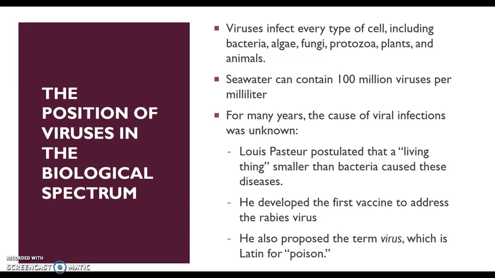And for a long time, scientists didn't really understand what was the cause of viral infections. It was understood that it was something that could be passed from person to person. Louis Pasteur postulated that it was a living thing that was smaller than bacteria that was responsible for these diseases. And he was actually the first scientist to develop a vaccine for the rabies virus. And he also proposed the term virus that we continue to use today, that means poison in Latin.